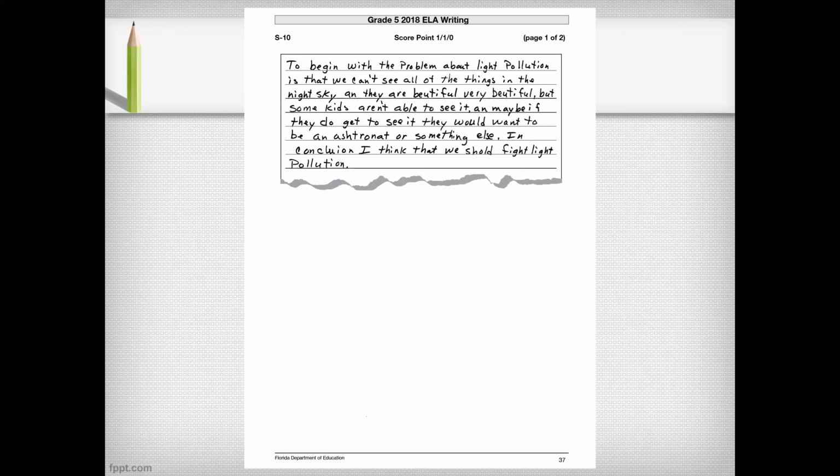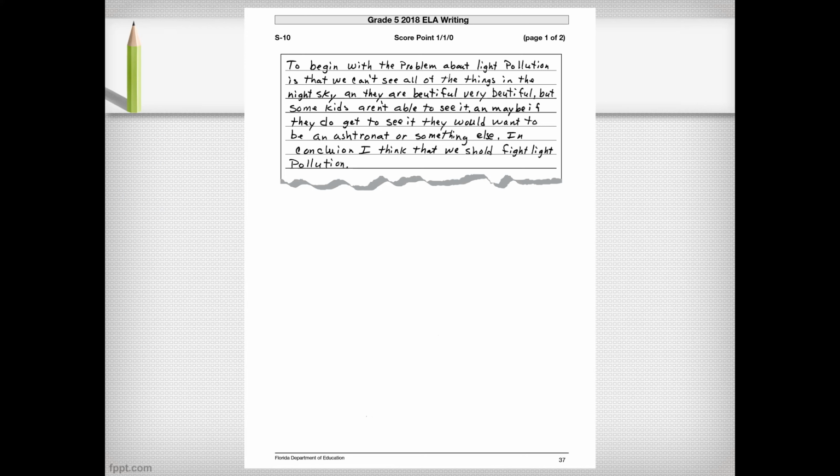All right, let's take a look. I think this is our last response before our copied response. This is going to be received that 110. So this is your example in the anchor set of a 0 in conventions. So hopefully you're able to recognize that when your own students make mistakes like this one.